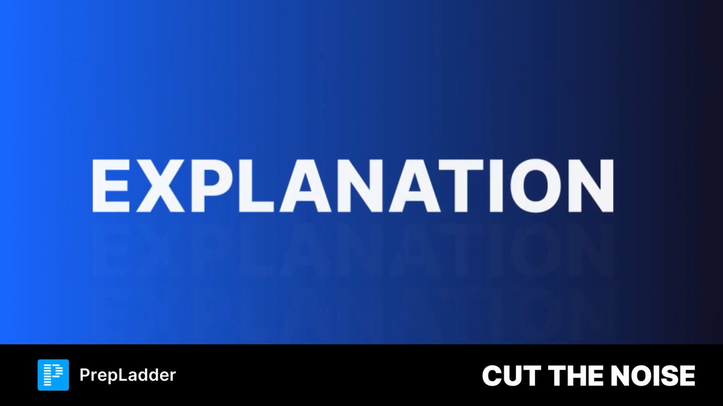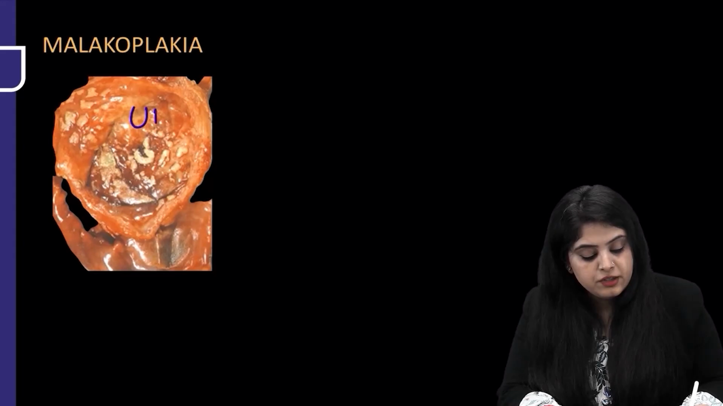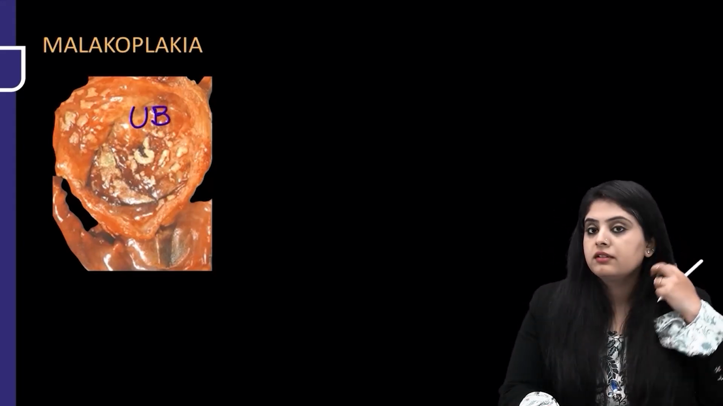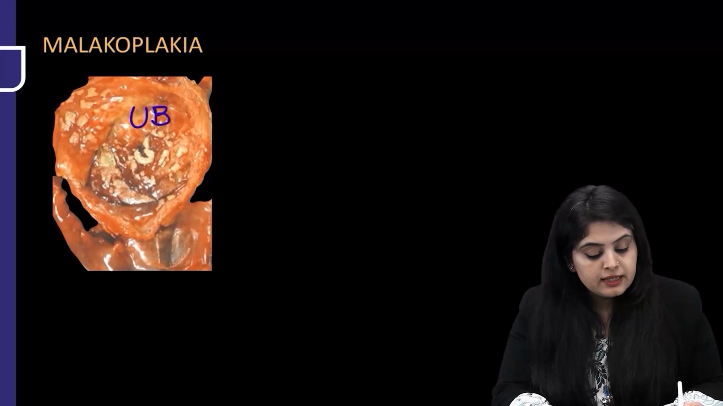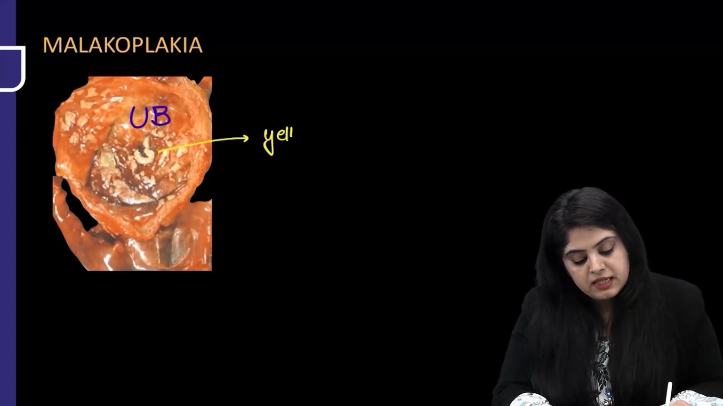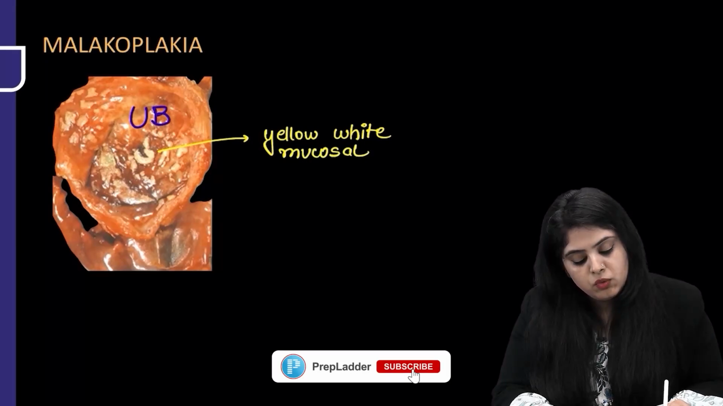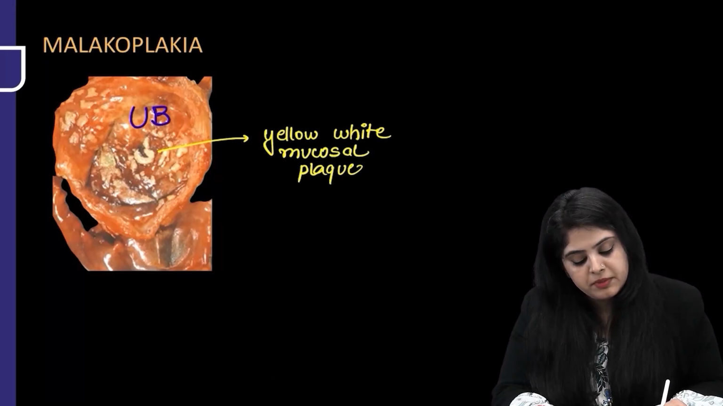Here is the explanation. This is a urinary bladder, and when the clinician was doing a cystoscopy and looking at the urinary bladder, the clinician found that there were many yellow-white plaques present on the mucosa. There were very yellow-white mucosal plaques that were present.